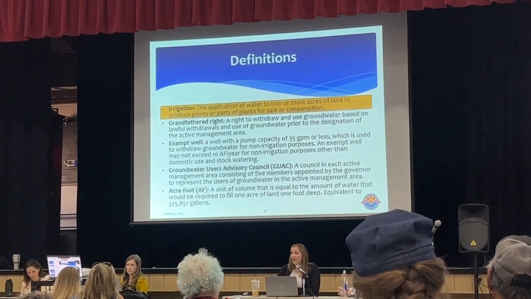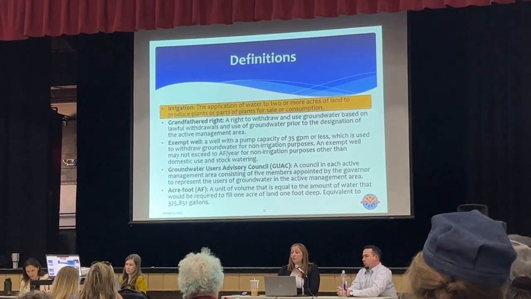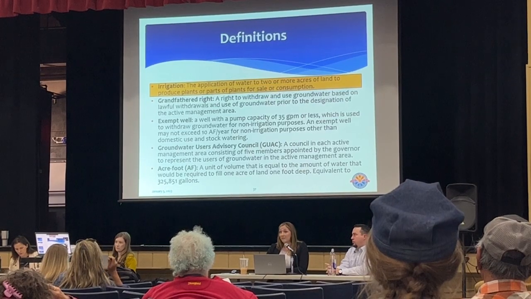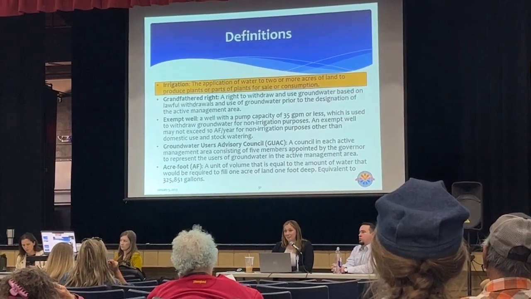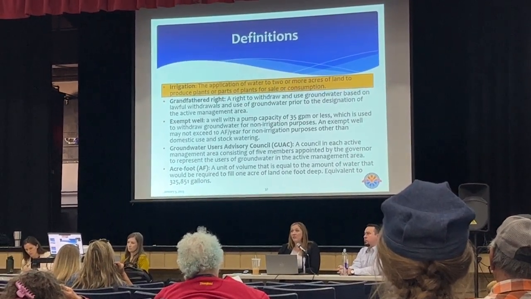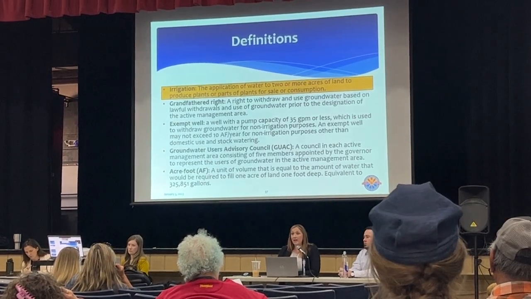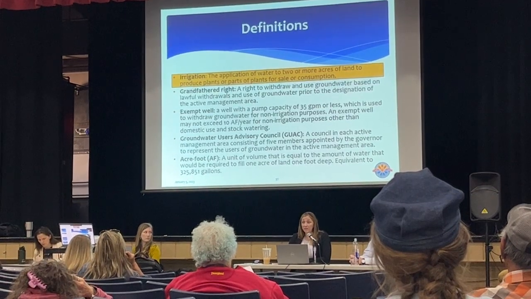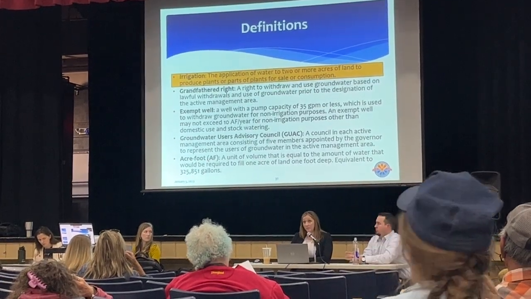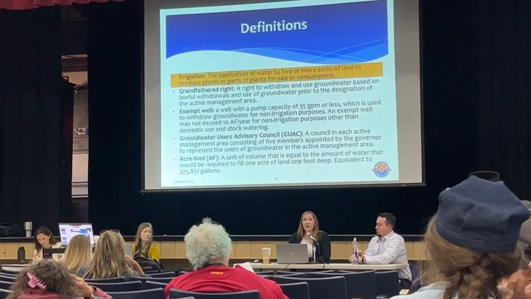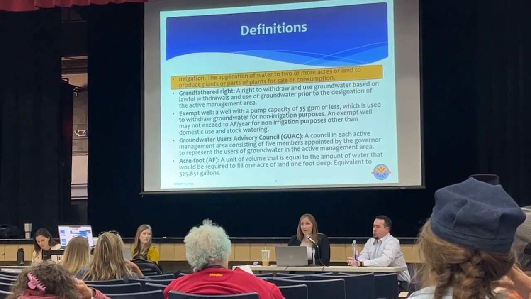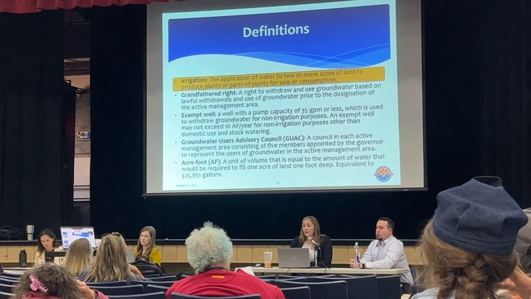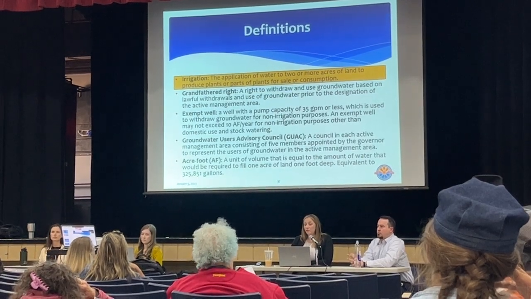very specifically applying water to 2 or more acres of land to produce plants or parts of plants for sale or consumption. So that would include watering a 2 acre or more pasture for grazing, because that would be then consumed by whatever animals are grazing there. It would include farming activities and that type of thing. But it's important to understand that 2 acre threshold.